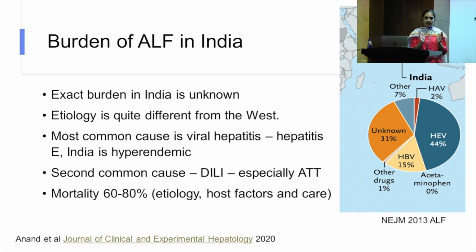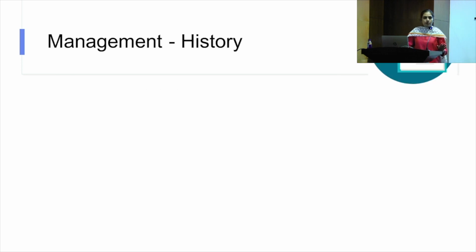So that also is very, very vital. That will determine your outcome. So let's go straight away into the management. History is very, very important. Why? You definitely need to know what is the etiology, right? You will not know the etiology unless you obtain the history.